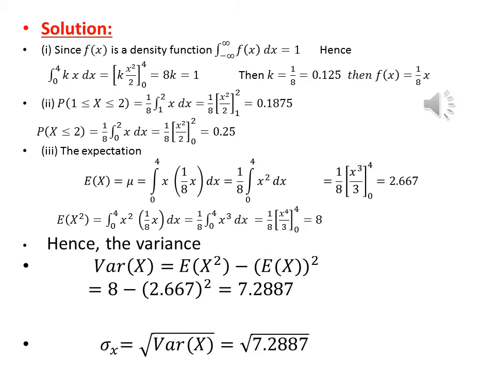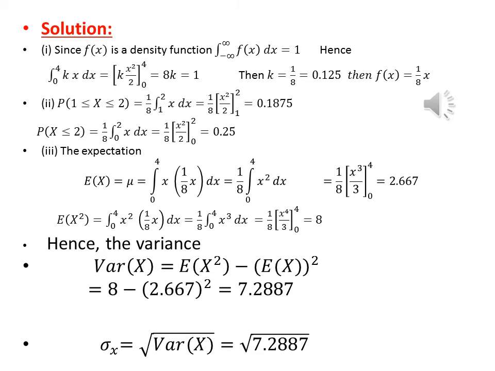So integration from 0 to 4 of k x dx equals k x squared over 2 from 0 to 4. The value we get for k is 1 over 8, equal to 0.125. Then f of x is defined by 1 over 8 x. That is the first thing. Second, we want to get the probability that x is greater than 1 and less than 2.